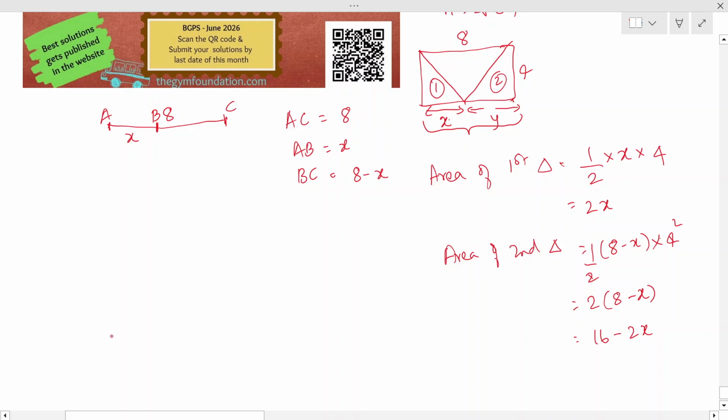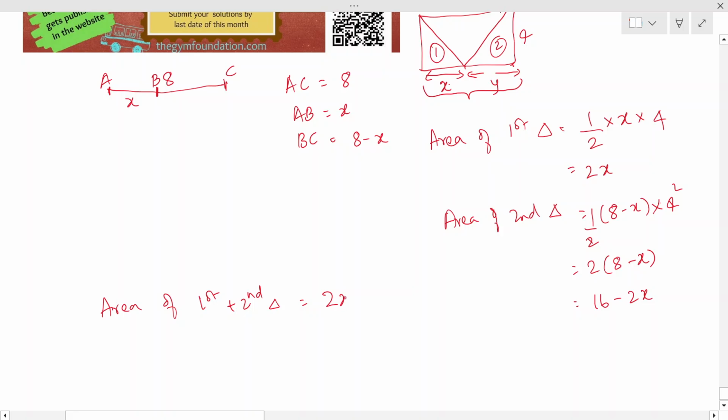Now what is the area of the total shaded region, which means the first plus second triangles. If you do that, you get 2x plus 16 minus 2x. And as you know, this 2x and minus 2x get cancelled, they are 0. So this is 16 square centimeter. So the area of the shaded region will be 16 square centimeter.